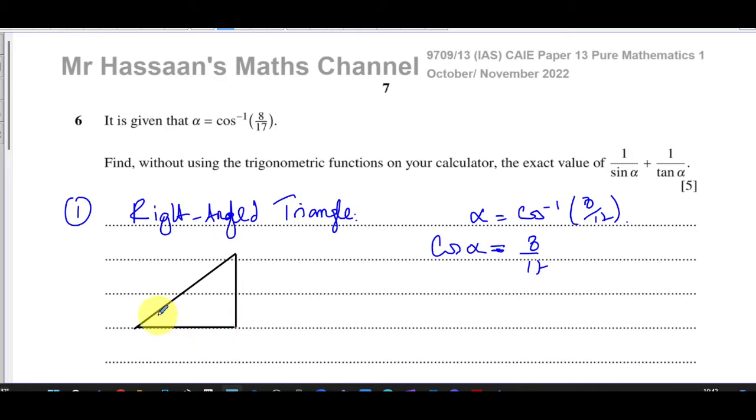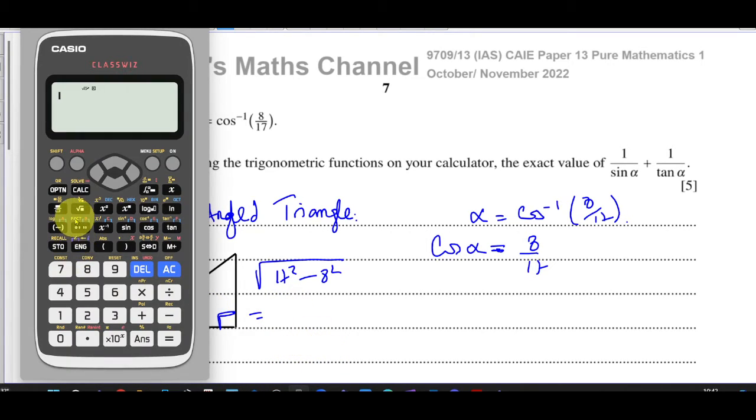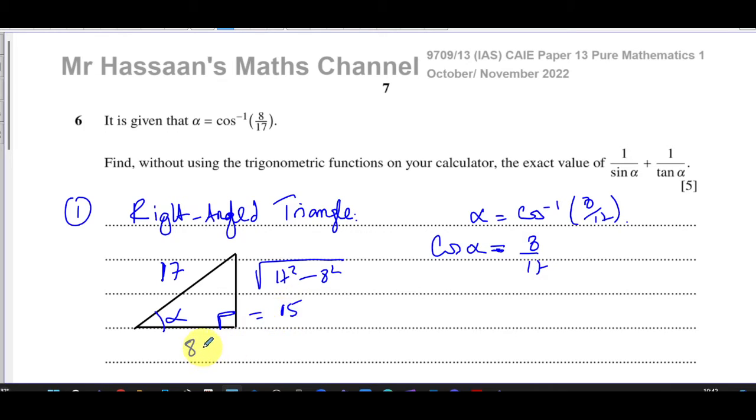So let's say this is a right angle. The cosine of alpha is adjacent over hypotenuse, 8 over 17. Therefore we can find this side over here, which is going to be the square root of 17 squared minus 8 squared. The square root of 17 squared minus 8 squared gives you 15. Wow, okay. So that's another Pythagorean triple: 8, 15, and 17.